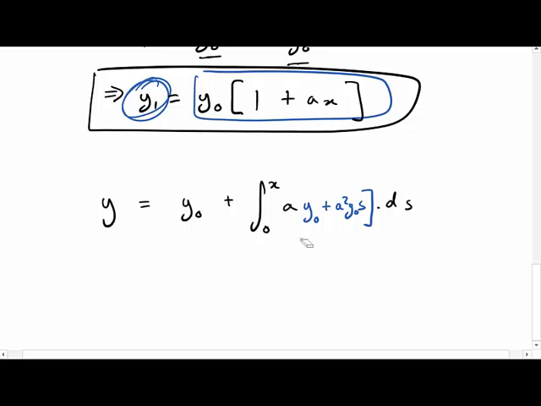Because that just makes it easier to integrate. It's got two terms which I can integrate quite simply. Remember that a y0 is just going to be a constant. So in other words, we've got y0 plus, what's this going to be? So a y0 is just a constant, so we end up with a y0 times s, because of course we're integrating with respect to s. So let me just put that in green. So this is s.